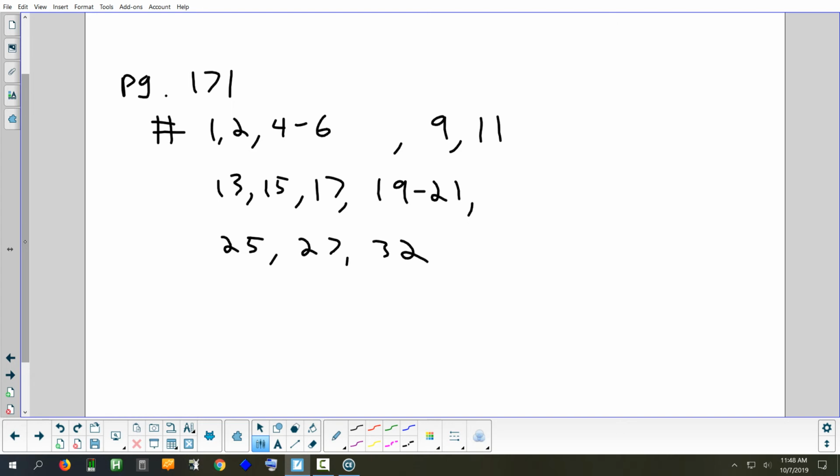Okay. So that's the homework for tonight on page 171. So it's 1, 2, 4 through 6. And then actually I could probably just simplify that and say 9 through 21 odd. I must have erased some that changed it. So why don't we just say 9 through 21 odd? Instead of writing out every problem, 9 through 21. So 1, 2, 4 through 6, 9 through 21 odd, 25, 27, 32.